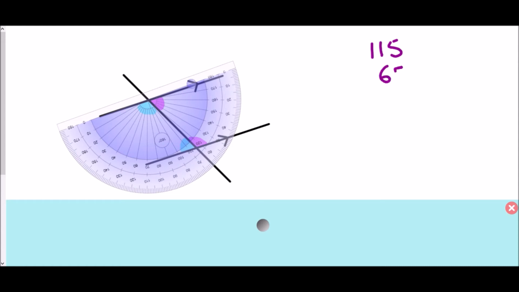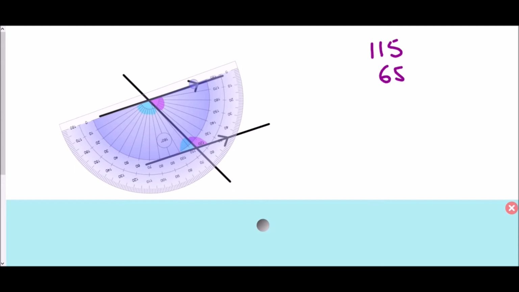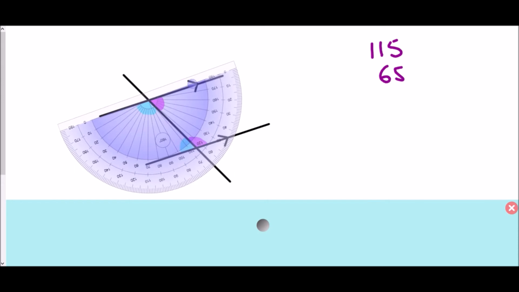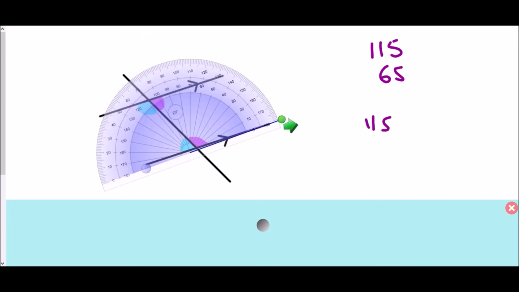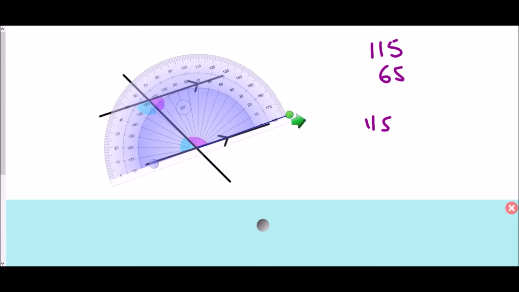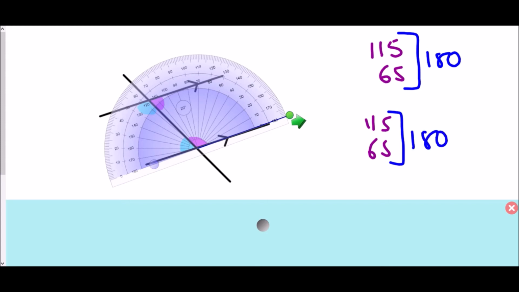And so, what can we say about those two angles? Well, let's not think about it just yet. Let's try the blue angles. My blue angle, again, I have 115 for one of my blue angles. And if I rotate it, for the other blue angle, I've got 65 again. And so what can I say about those? Well, let's add them together. 115 plus 65 is 180.